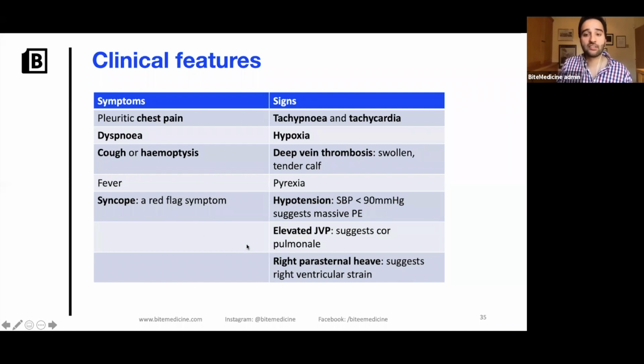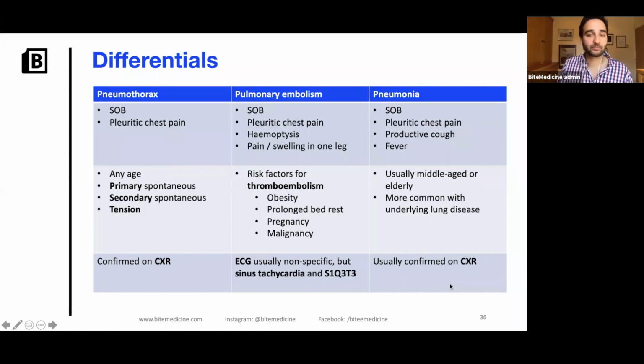If you have raised JVP, it indicates cor pulmonale, so increased load within that right heart causes a raised JVP, and then right ventricular strain as well, which suggests evidence of cor pulmonale as well. It's going to be evidenced by a right parasternal heave. So those are your clinical features.